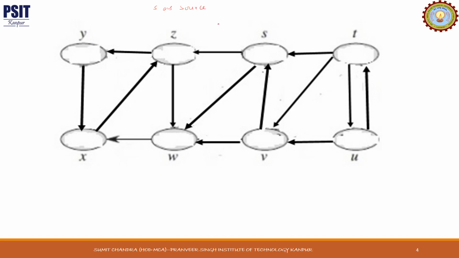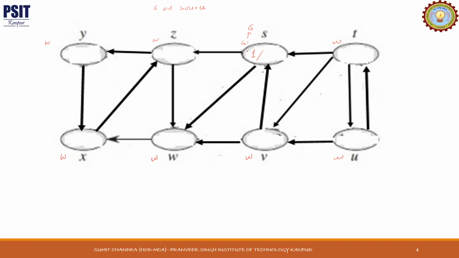First of all, whenever we visit a vertex, it will be colored gray. So initially every vertex color is white. I've chosen S as a source vertex. I visit vertex S, and as soon as I visit vertex S, its color becomes gray, and I assign a start time here. Since this is the first vertex, the start time is 1.